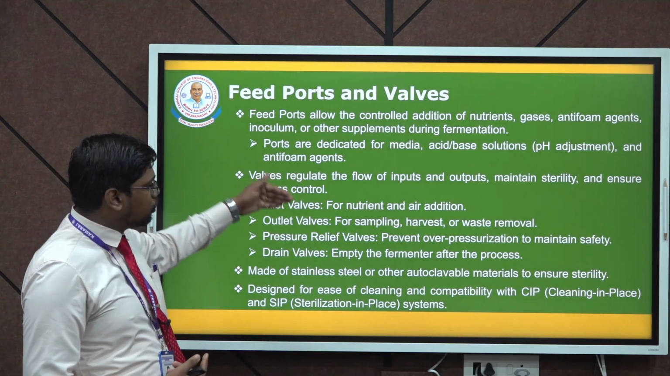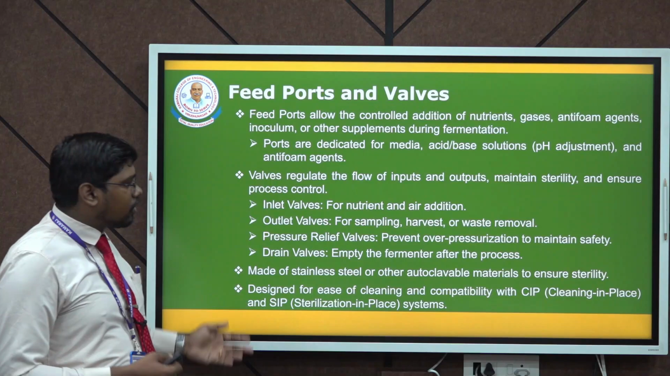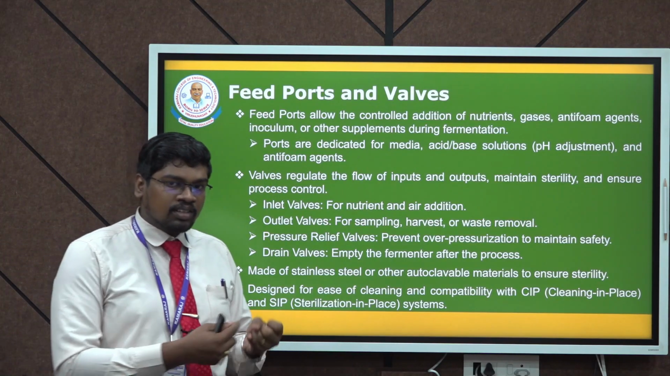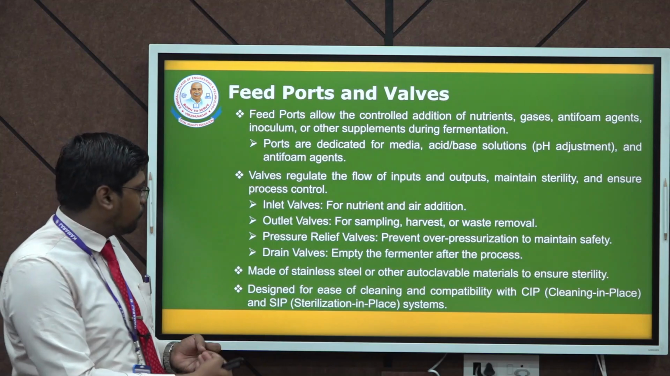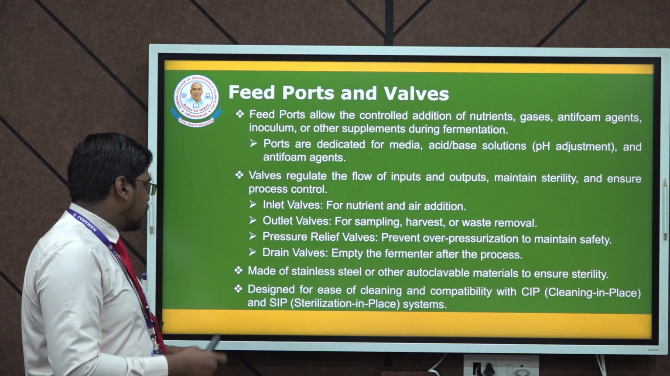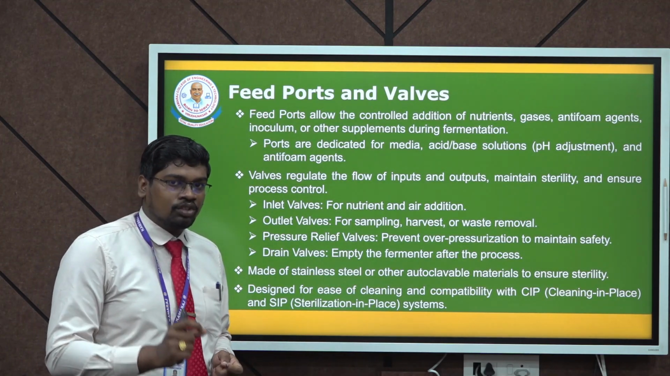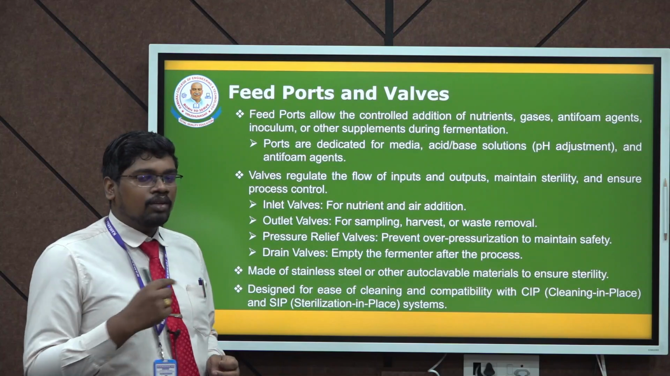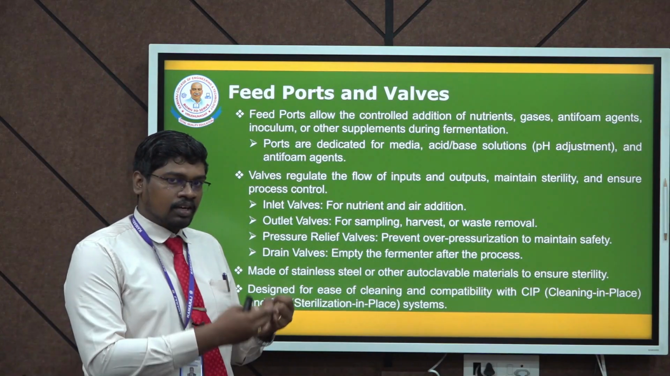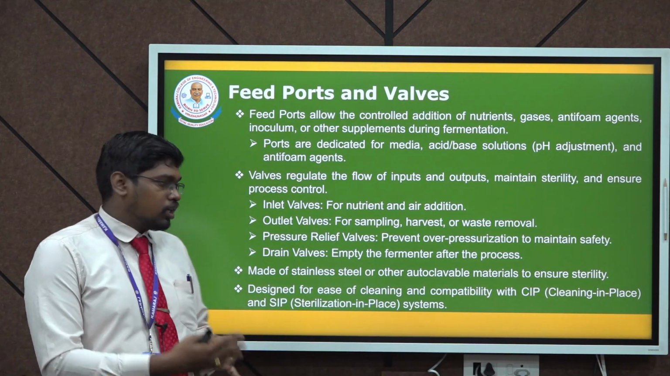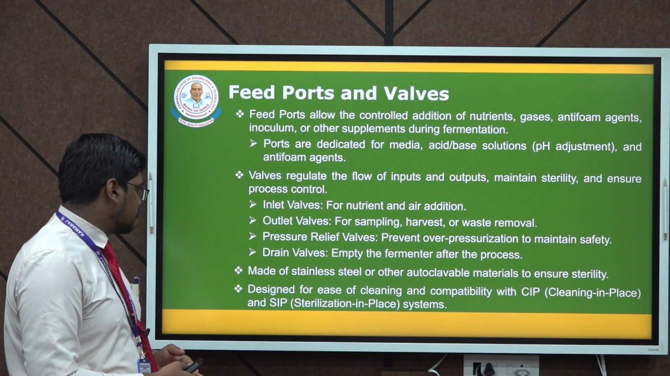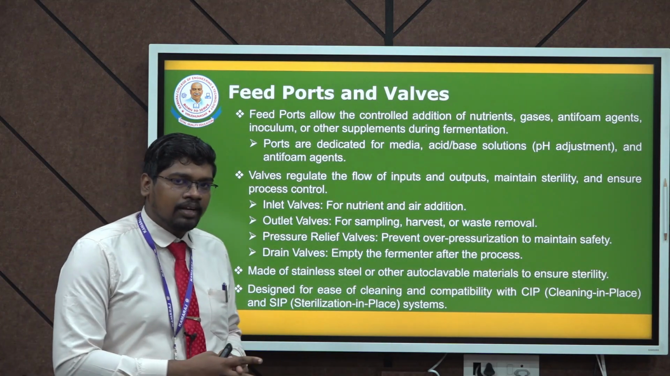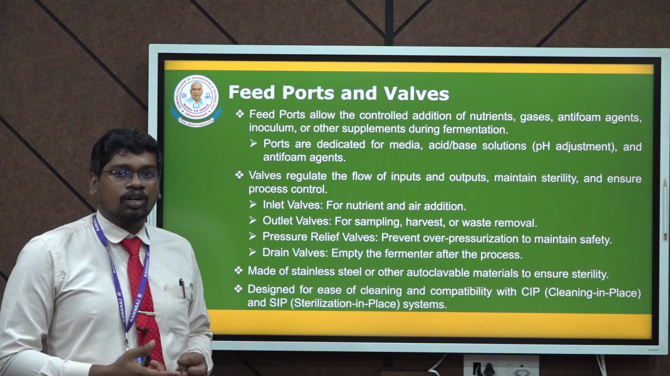Inlet valves are for nutrient and air addition. There are outlet valves, which are used for sampling during the process, harvesting of the completed biomass, or waste removal. There are pressure relief valves, which are used to prevent over-pressurization during sterilization or during the fermentation process. There are drain valves, which are used to empty the bioreactor system. These valves are generally made of stainless steel or other autoclavable materials.